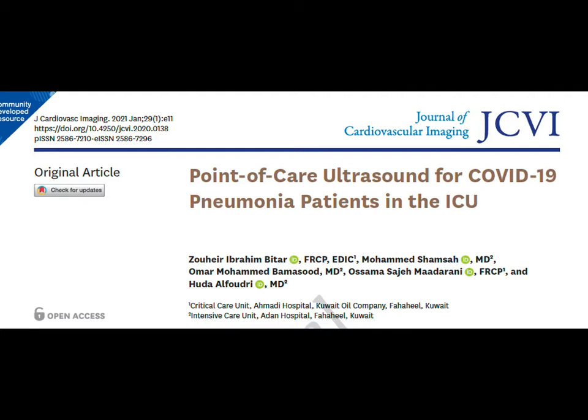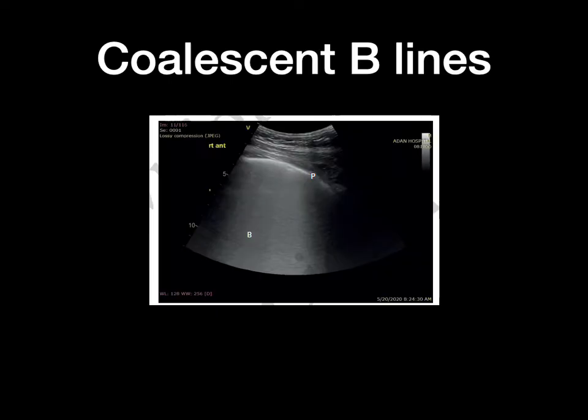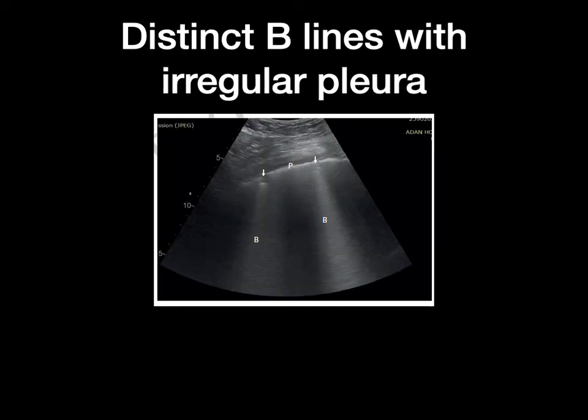This one is fairly recent, from 2021, and they have come up with a few examples of what you can see in COVID-19 pneumonitis. B-lines are always a big part of the findings that we see in COVID-19, and they report coalescent B-lines, so that's many B-lines all coming together and bringing this shiny white looking lung.